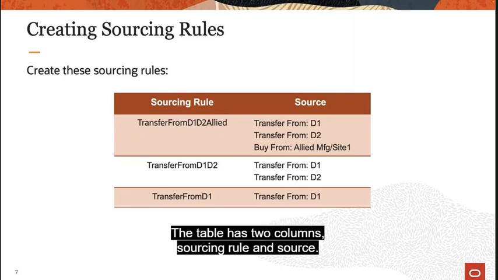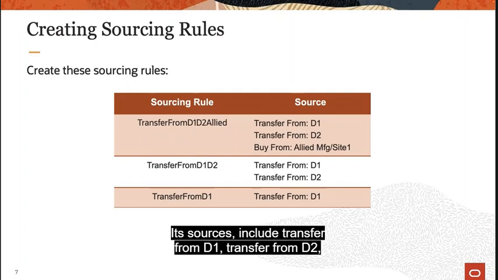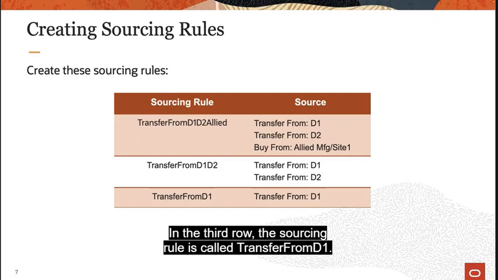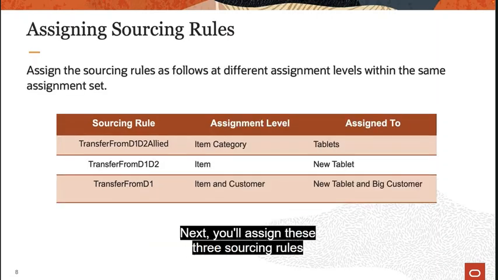The table has two columns: sourcing rule and source. In the first row, the sourcing rule is called transfer from D1, D2 Allied. Its sources include transfer from D1, transfer from D2, and buy from Allied Manufacturing, Site 1. In the second row, the sourcing rule is called transfer from D1, D2. Its sources include transfer from D1 and transfer from D2. In the third row, the sourcing rule is called transfer from D1. Its only source is transfer from D1.